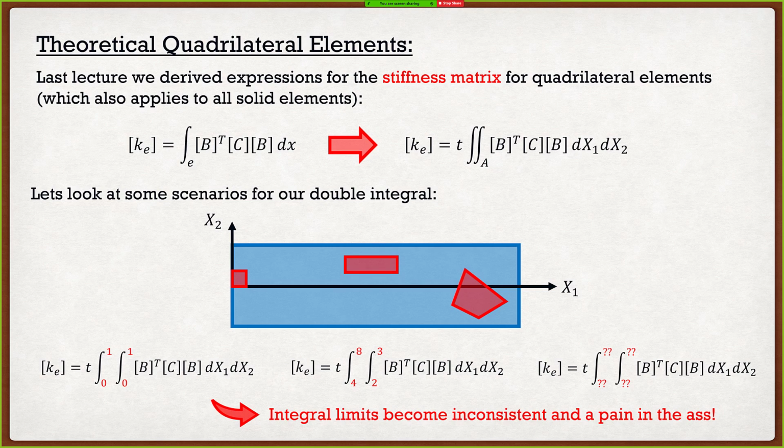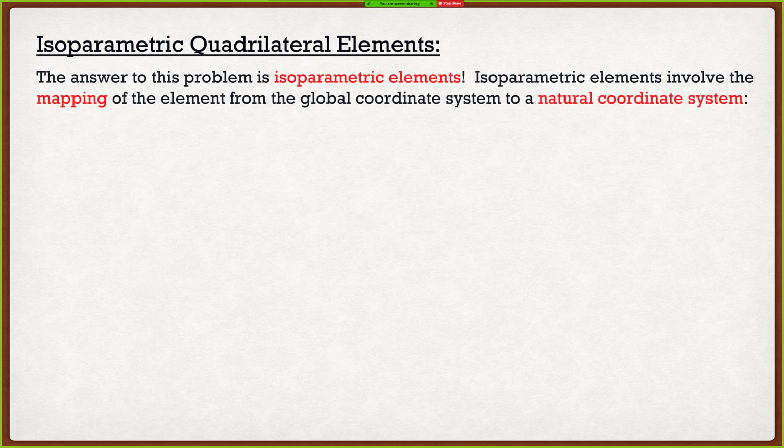And that's what we're going to try and address right now: how can I find my stiffness matrix in the most simplistic way possible? How do we do that? Well, the answer is going to be isoparametric elements. Now, the key to isoparametric elements is this.